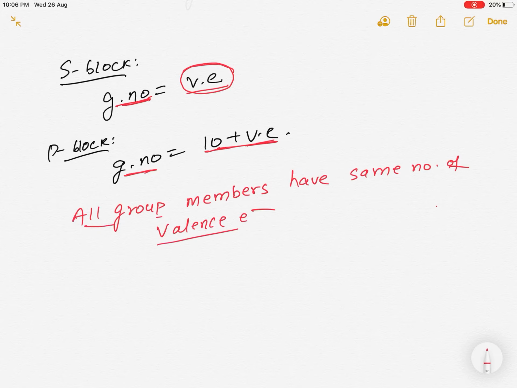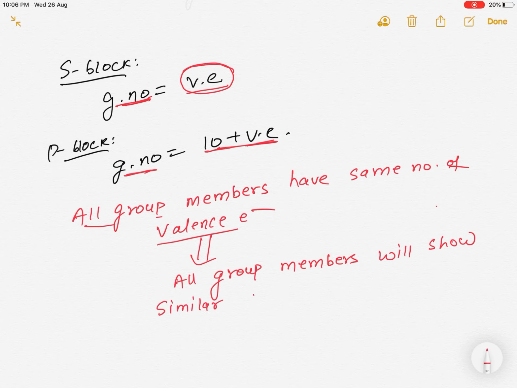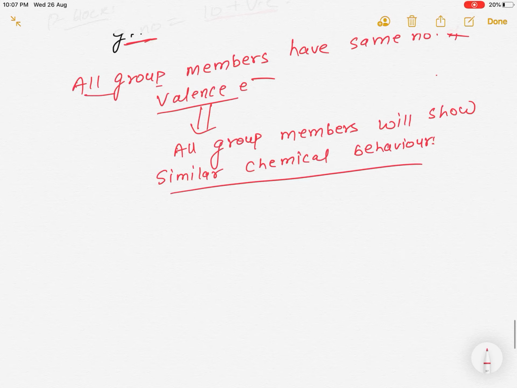So since all group members have the same number of valence electrons, can we say that all group members will show similar chemical behavior? So they will show a similar pattern in their reactions, right? So we'll keep that in mind.